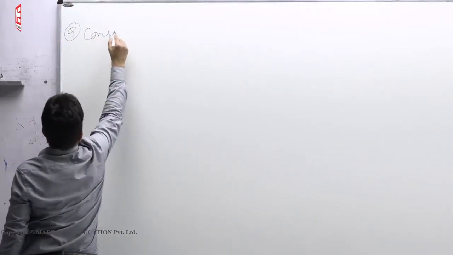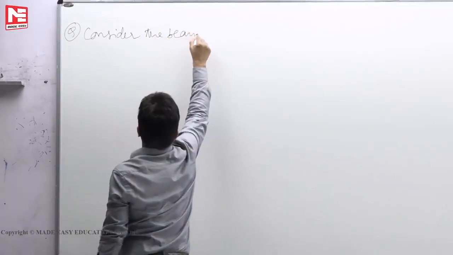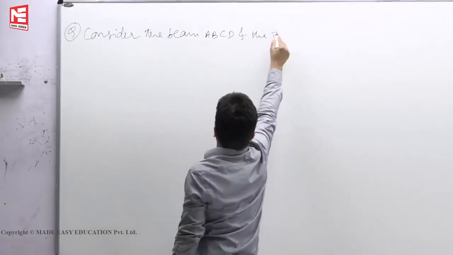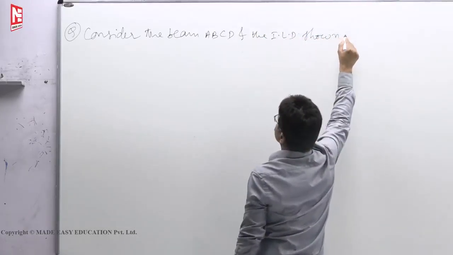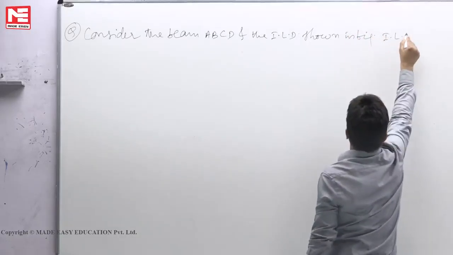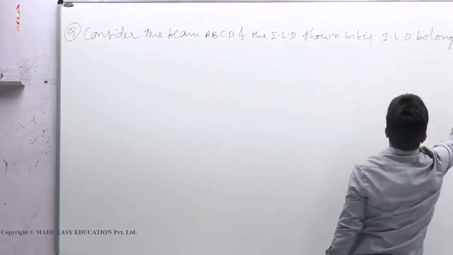Now you see, this question will come. Consider the beam ABCD and the ILD shown in the figure. The influence line diagram belongs to which quantity?